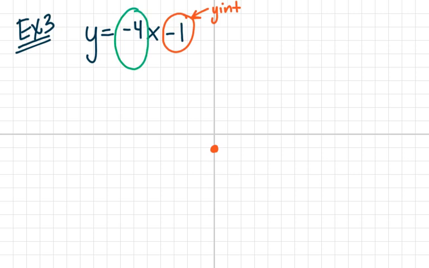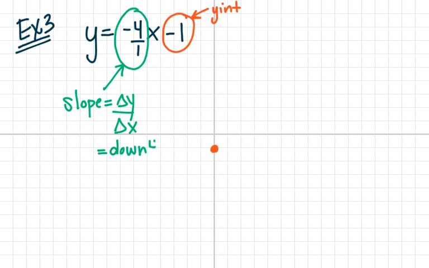Anytime you have a number, you can put it over 1 and it's equivalent. So minus 4 is the same as minus 4 over 1. And that helps us when we think about the slope as the change in y over the change in x. In this case, the change in y is minus 4, which means we're going to go down 4. And the change in x is just plus 1. There's no plus there, so it means plus 1.